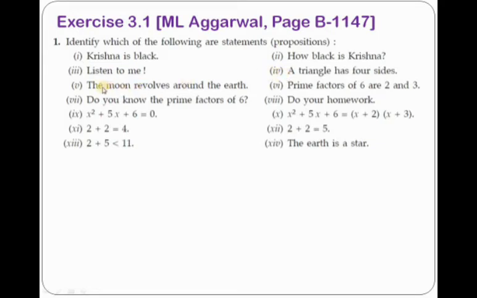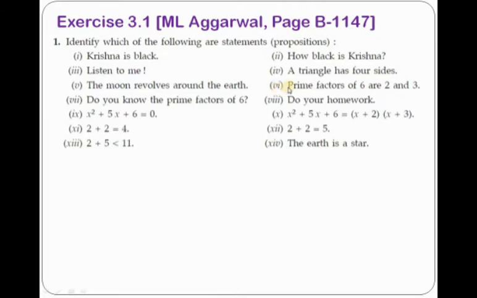Number five, the moon revolves around the earth. Again, we don't have any of those six categories here, right? So this also can be considered as your statement. Okay, number six.